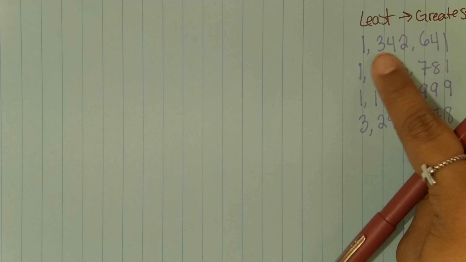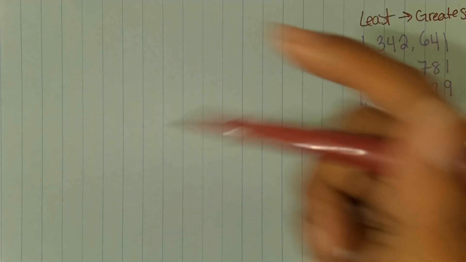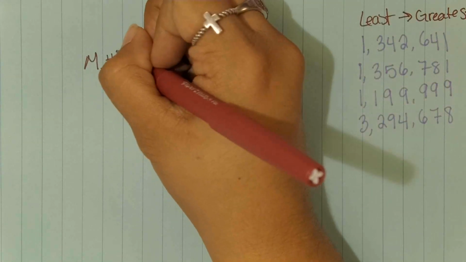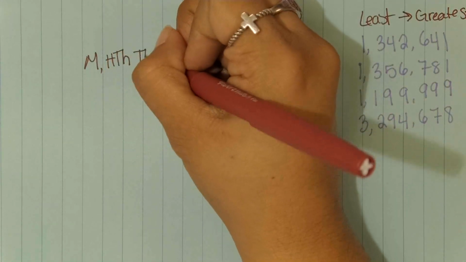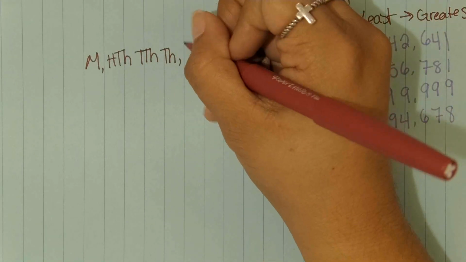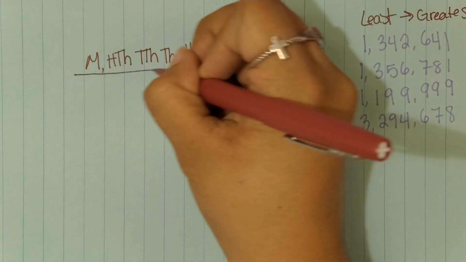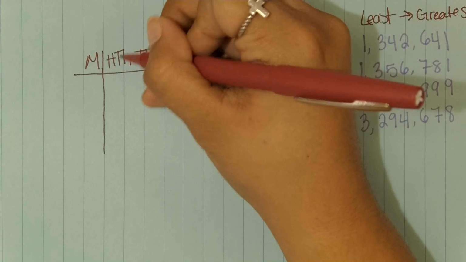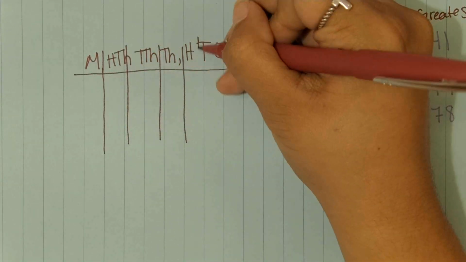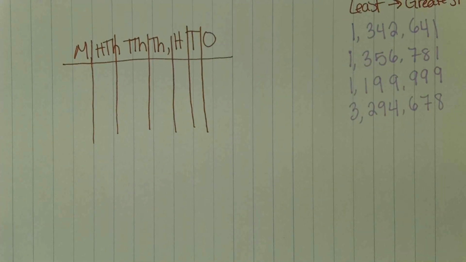What's the highest number that it goes to? That's right, the millions. So I'm going to start off with my millions. So I have millions, then I have hundred thousands, 10,000s, thousand, then I have hundred, tens, and ones. And I'm going to put my number underneath them. This is my small little place value chart.